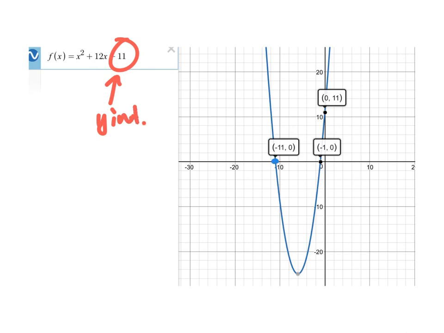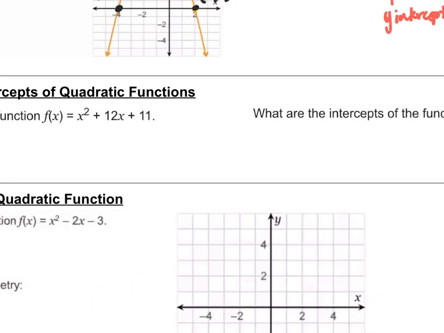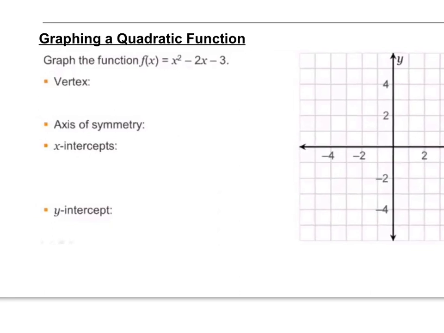Now what I want to do is also note these values here. The x-intercepts are the point -11, 0, and the point -1, 0. Those are the values that make the y value 0. That's where the x-intercept is, and that's all we're doing. So, all right, answer that question. Okay, graphing a quadratic function. So let's do this.